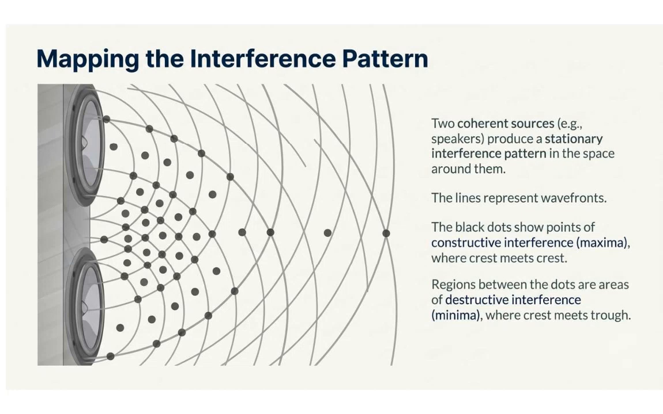In contrast, the areas between these dots represent destructive interference, or minima, where the crest of one wave meets the trough of another, causing them to cancel out. This pattern of alternating high and low intensity regions is fundamental to understanding how waves interact in space.